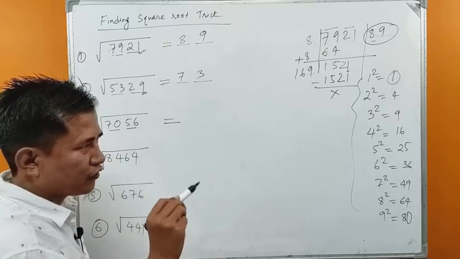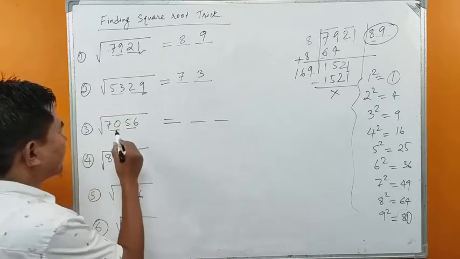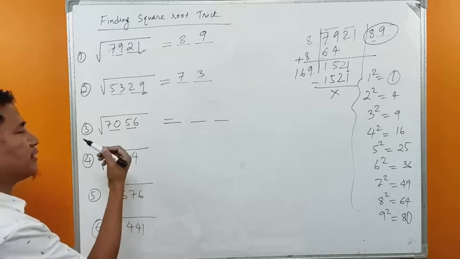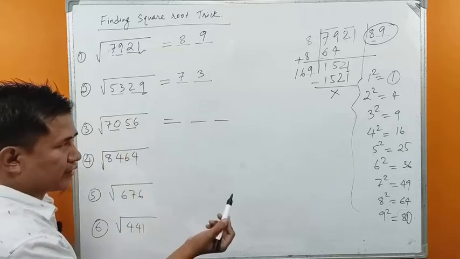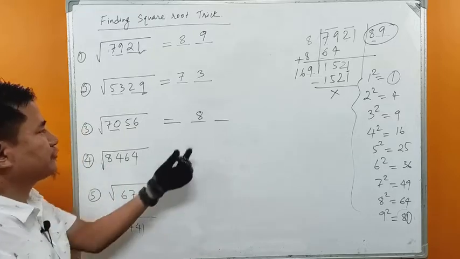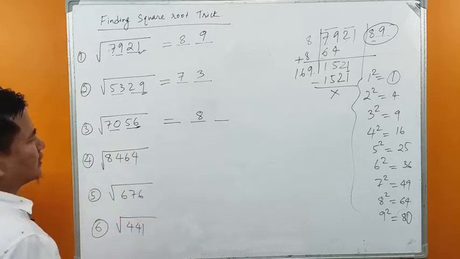70 and 56. The square close to 70: 8 8s are 64, 9 9s are 81. So 8 8s are 64, 9 9s are 81. 81 is greater than 70, so we should not choose 81. So we must choose 8 8s are 64. The first digit is 8. Now for the second digit, we see 6 here, isn't it?